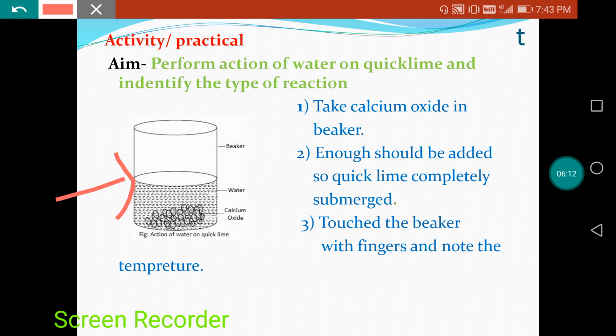We can say calcium oxide and water, two reactants, combine with each other. When two reactants combine, they undergo a reaction and form a product. During the formation of the product, some heat is released. And when heat is released in any chemical reaction, that type of reaction is also known as an exothermic reaction. Okay?